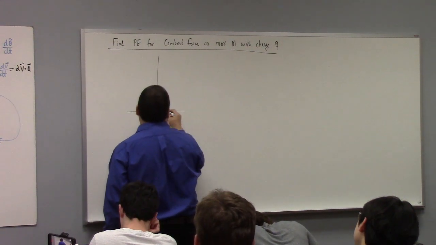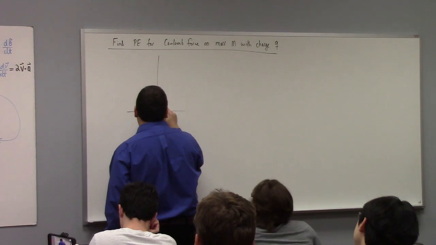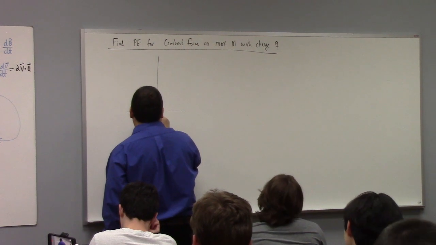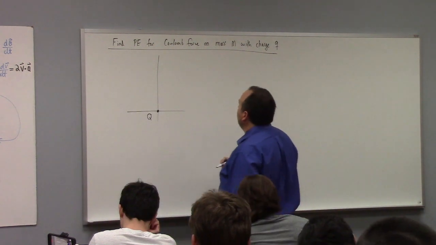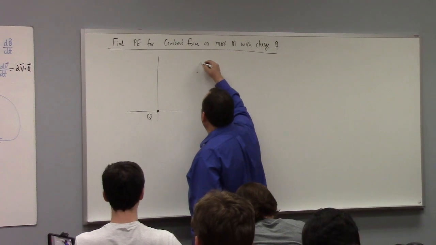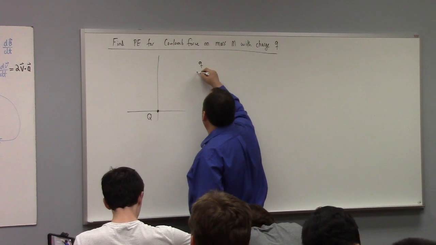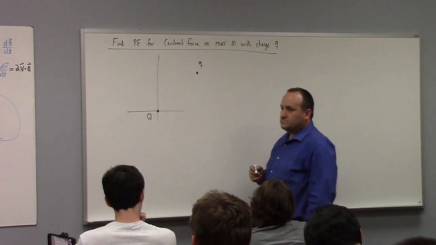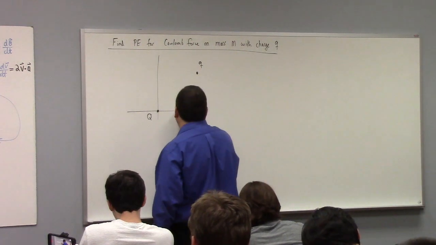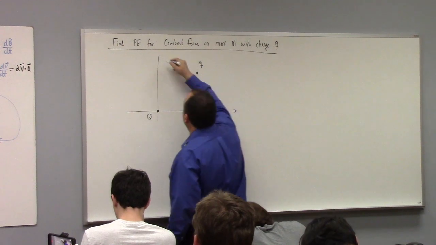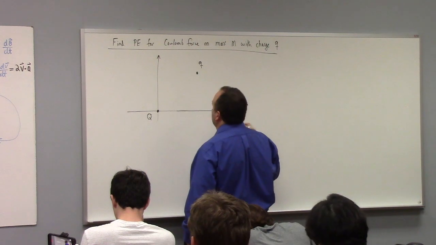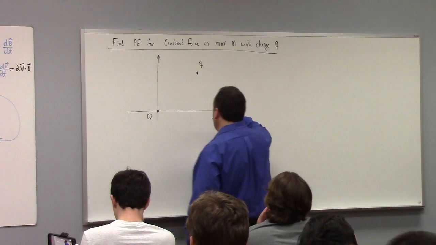Let's see here. I'll put the source charge here. And we're going to investigate this one out here. This has the mass m. I want to think about it three-dimensionally. So what's the force on this guy here?